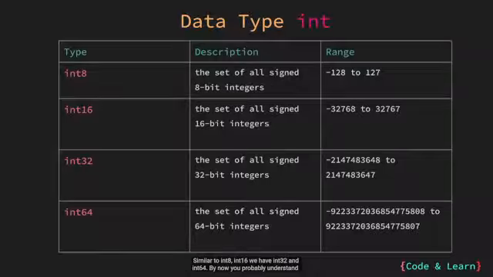Similar to int8 and int16, we have int32 and int64. By now you probably understand that the number in the suffix of the data type tells you how many bits are used in memory to store the numeric value. Int32 uses 31 bits of memory to store the value and 1 bit to store the sign of the value. The range of values that it can store is greater than both int8 and int16 since it has more bits to store the value. Similarly, int64 uses 63 bits to store the value and 1 bit to store the sign. The range of values it can store is the greatest among the signed integer data types.